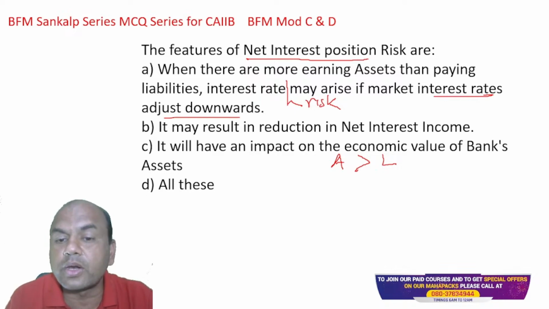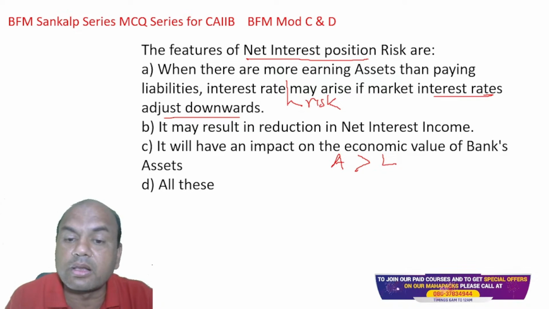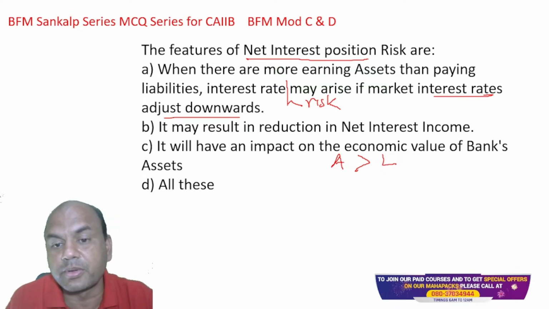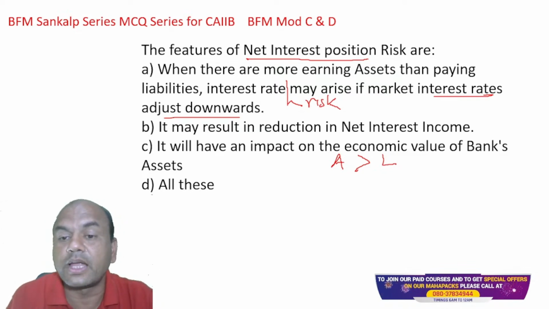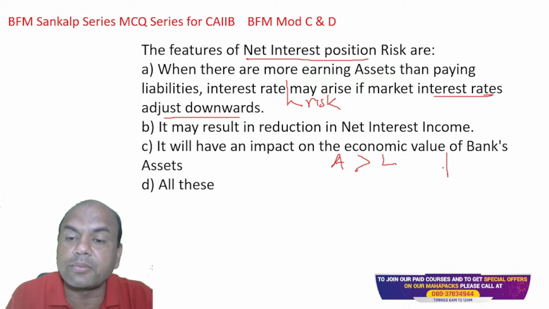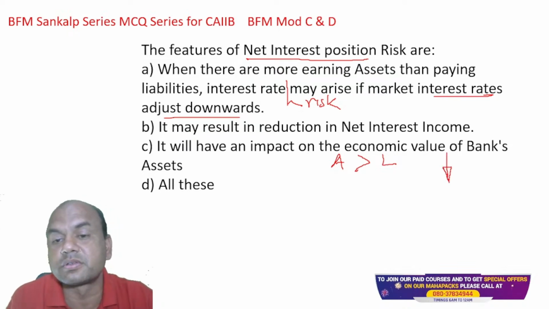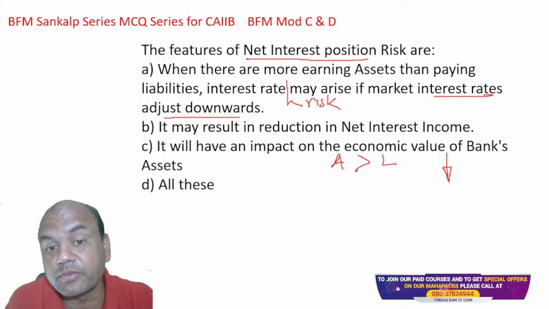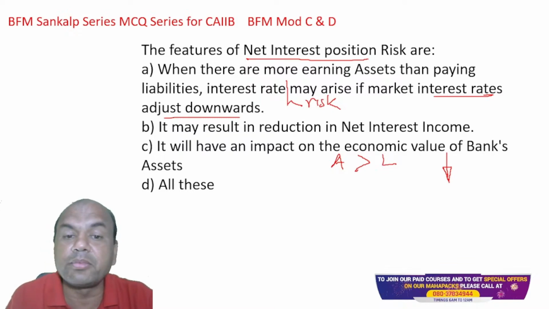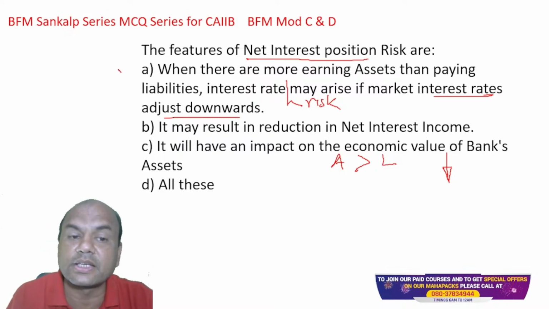So if there are more assets than liabilities, what does it mean? I'm having more earning, right? My income is more because assets are more. So in that case, if the interest rate goes down, what happens? My earning will reduce. My surplus earning will reduce. So that's why I may be faced with the interest rate risk. So the answer is A, correct.